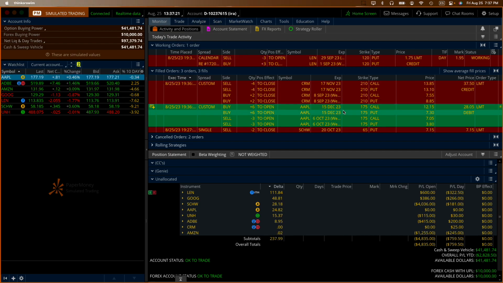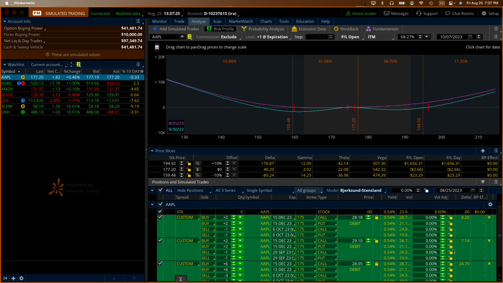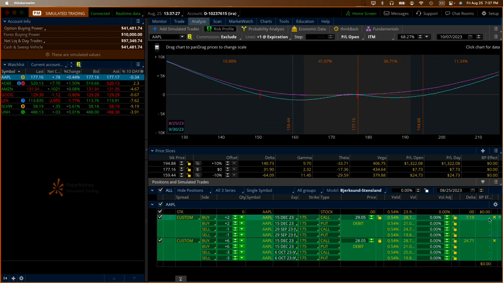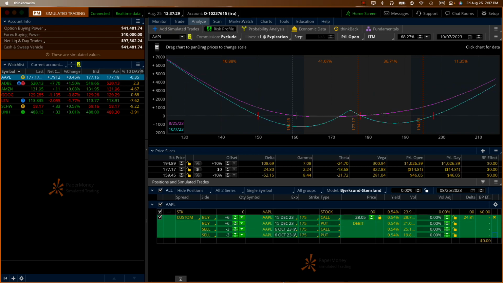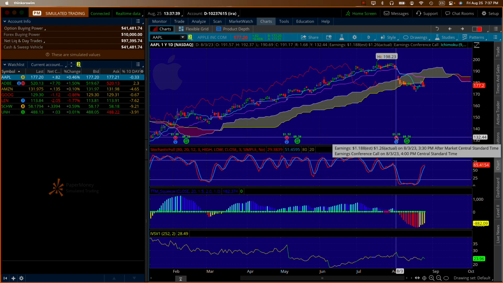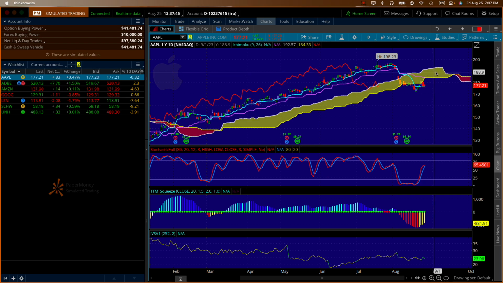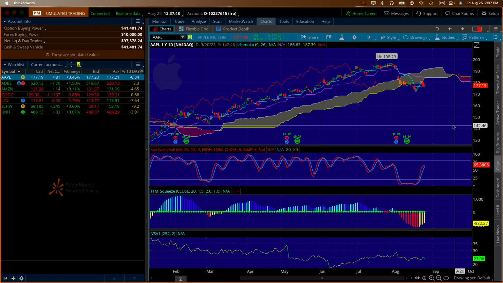Let's analyze this trade that I just got filled. All right. And I selected this trade. Very easy to do. Just look at the chart first and you can see the volatility is low. The stock reported earnings that beat expectations. The stock is moving below the Ichimoku cloud, and I think that the stock can move in either direction.